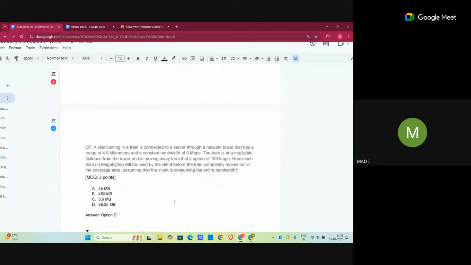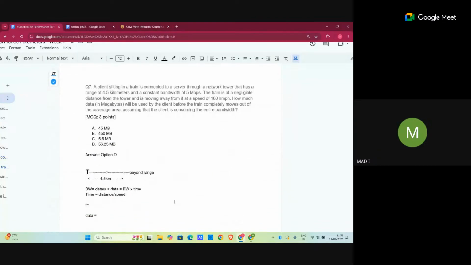Now we will move forward to the next question. A client sitting in a train is connected to a server through a network tower that has a range of 4.5 kilometers and a constant bandwidth of 5 Mbps. The train is at a negligible distance from the tower and is moving away from it at a speed of 180 km per hour. How much data in megabytes will be used by the client before the train completely moves out of the coverage area, assuming that the client is consuming the entire bandwidth?